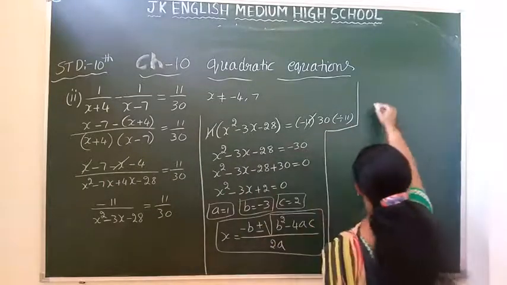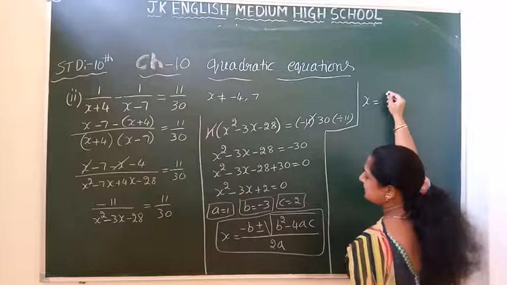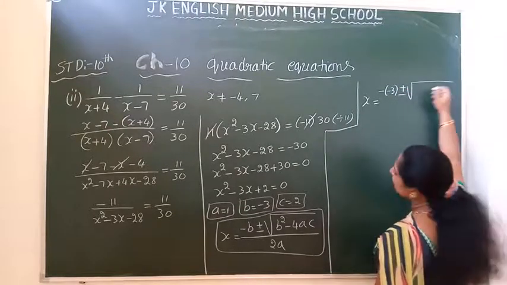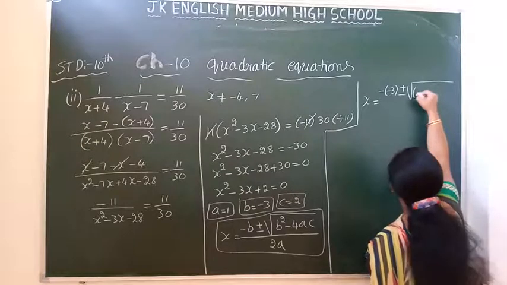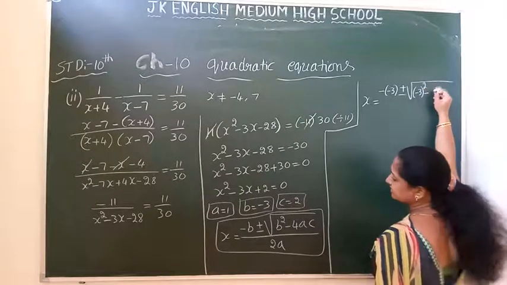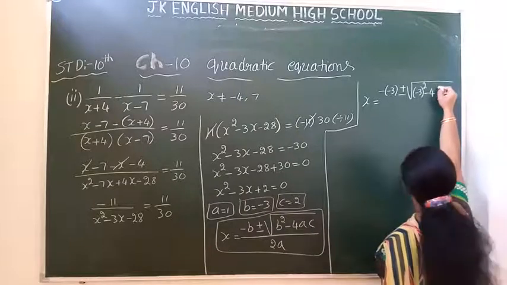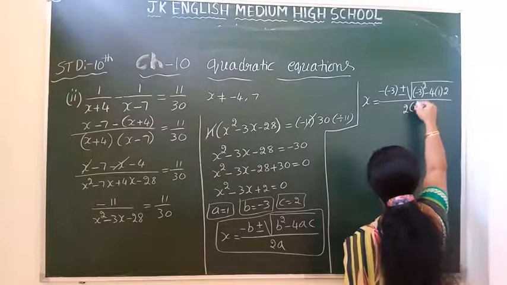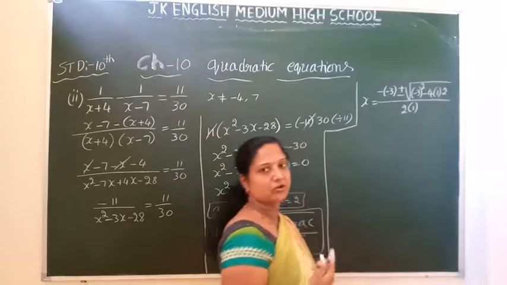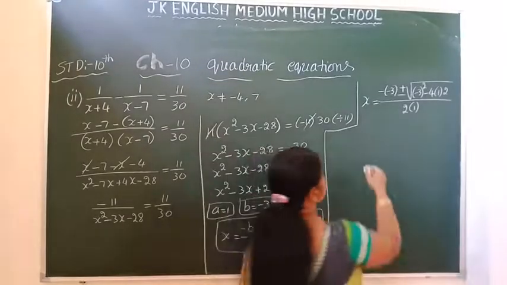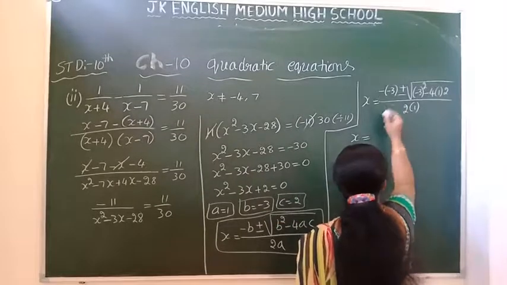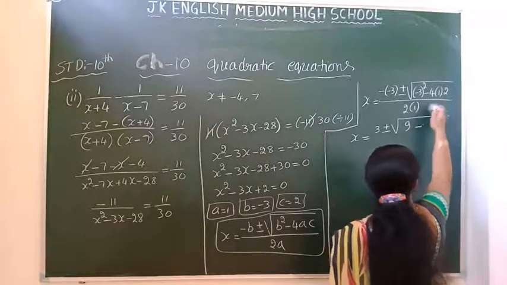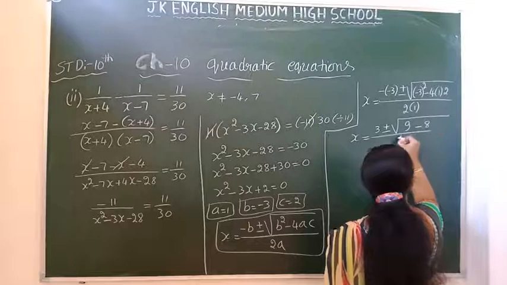Now I am going to substitute. x is equal to minus b, that is minus of minus 3, plus or minus square root of b square, that is minus 3 whole square, minus 4ac. The a value is 1, c value is 2, divided by 2 into a value 1. So I substituted the values of a, b, c in the quadratic formula. Simplify now. x is equal to 3 plus or minus square root of 9 minus 4 2s are 8, divided by 2.